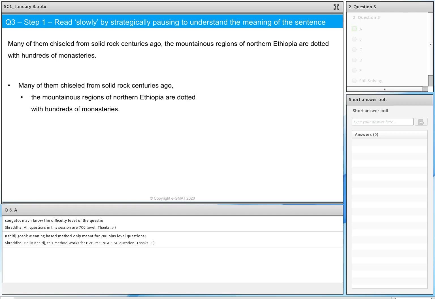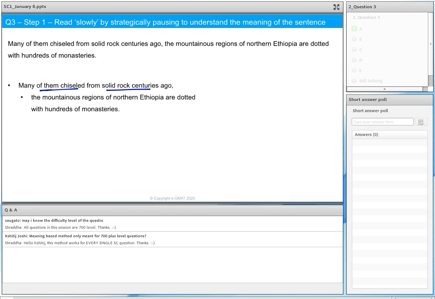This sentence is not very bulky, but our heirloom tomato sentence was pretty long. The complete sentence, our slackening of growth sentence, also had a few layers of information all put together in the form of one sentence. When we have sentences like that, it's always easier to break them down into smaller chunks and deal with each chunk one at a time, and then put everything together to understand what the sentence is trying to say. So here also we have divided our sentence into two parts. The first part says, let me just quickly activate my pen here. Okay. All right. So the first part says, many of them chiseled from solid rock centuries ago.